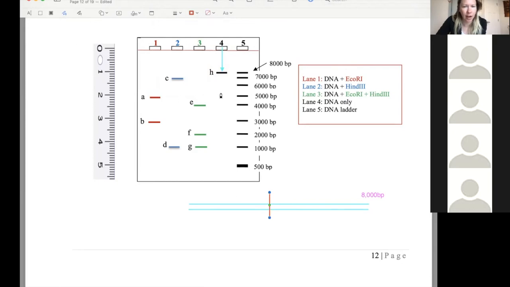And so that's how we got fragment A and fragment B. It looks like A is about 5,000 base pairs. Is that what we're supposed to write here? And B is about 3,000. So that makes sense, right? Because 5,000 plus 3,000 equals 8,000, which is our total size.